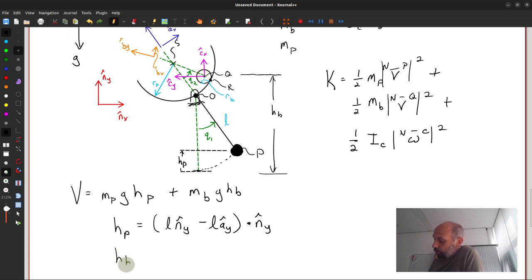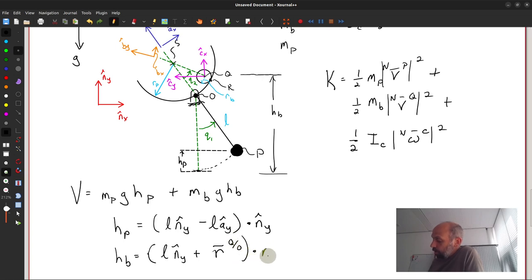So we'll do HB equals, we go up L in the, oops, not negative, L in the NY direction. And then I'll just add plus the vector from O to Q.